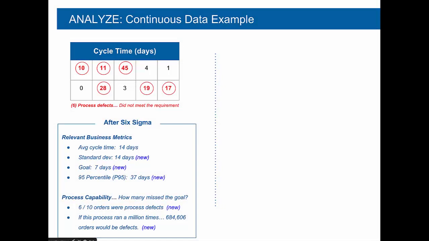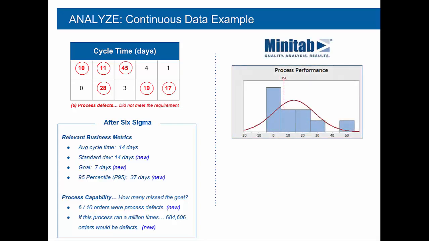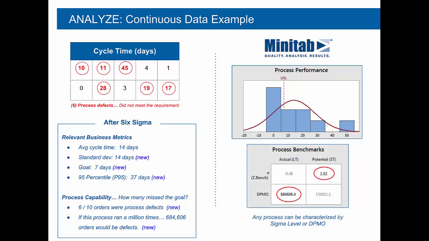Once we view this information with a Six Sigma lens, the data begins to paint a different picture. We can use basic statistics to measure both the average and standard deviation of this continuous data set. Also, note that we'll need to establish a goal so we can measure the process's capability towards that goal requirement. In this example, 6 samples did not meet the set goal of 7 days. We use Minitab to generate a graphical representation of this process. Finally, Minitab calculates the process capability. Based on the statistics, this process is performing at a 1 sigma level, or 685K DPMO.